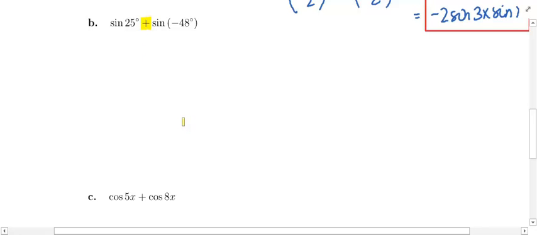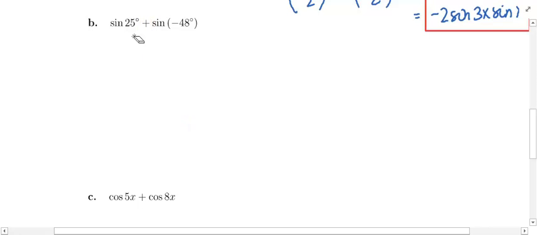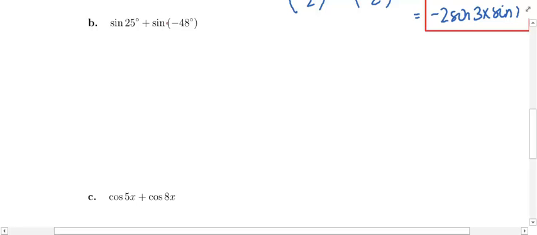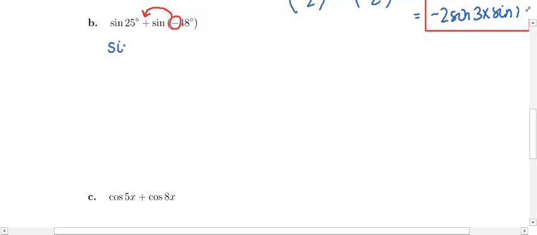However, before we do that, one of the arguments here is negative. We have negative 48 degrees. So I want to address that first, okay? Sine is an odd function, so that negative sign can come out. So this is actually equal to the sine of 25 degrees minus the sine of 48 degrees.